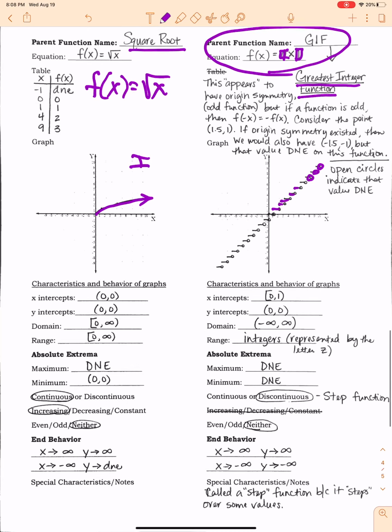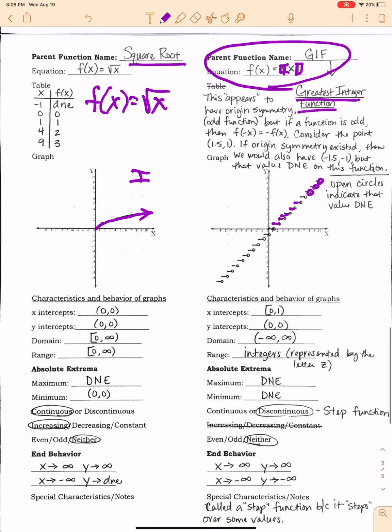But I just wanted to kind of give you a heads up about the 8 parent functions that we're going to talk about. So you will need to know these. You'll need to know how to graph them, and you'll also need to know all of the characteristics. And again, it's much easier. I know it looks like a lot of data right now, but it's much easier when you get started studying them.